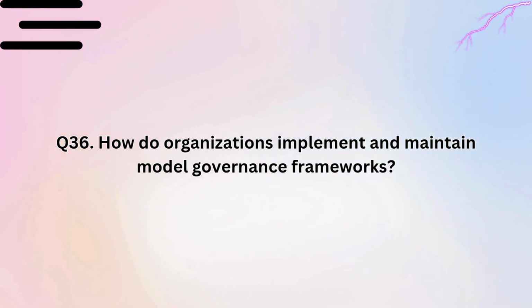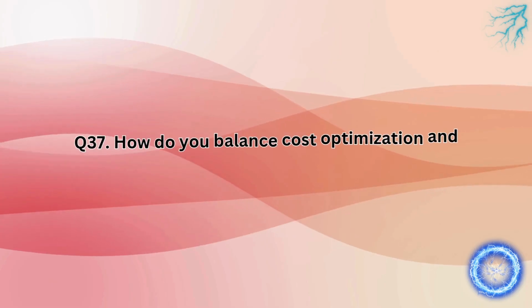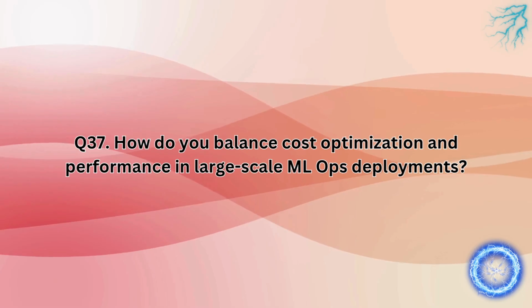How do organizations implement and maintain model governance frameworks? Model governance encompasses processes and tools that control model development, deployment, access, and lifecycle management. Organizations establish governance by enforcing change management protocols, pull request reviews, approvals, standardizing documentation practices, maintaining access controls on model registries, and aligning policies with regulatory requirements, such as GDPR, HIPAA, or SOX. Automated policy enforcement, for example restricting promotion to production without passing fairness or explainability tests, ensures organizational standards are continuously met. How do you balance cost optimization and performance in large-scale MLOps deployments?